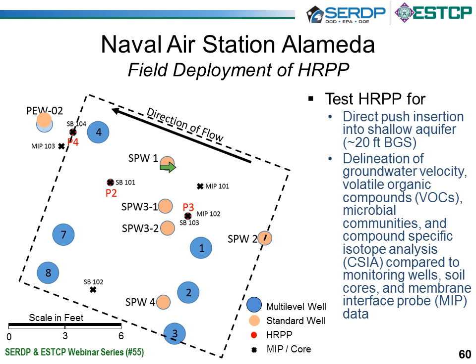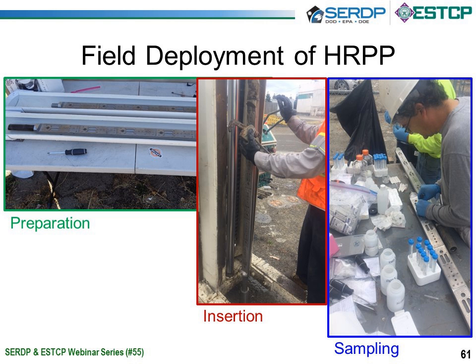We also did direct push technology. So we looked at using the membrane interface probe and the hydraulic profiling tool at each location in which we used our sampler. We took soil cores at each location that we put our sampler, and we installed 3 samplers at the site. 2 of them were 12 feet in length, and 1 was 4 feet in length. And so the idea was to evaluate how well those worked against standard technologies.